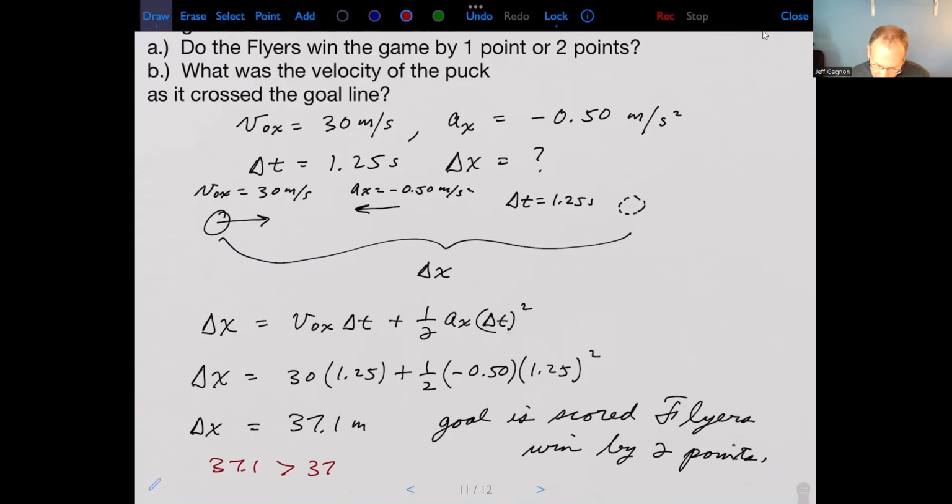Okay, now how do we figure out the velocity of the puck just as it crosses the goal line? Because if it went 37.1 meters, right, it's already into the goal. How do we figure out the velocity right at the goal line? Well, to do that, we need to figure out the time that the puck crossed the goal line, which is probably slightly less than 1.25 seconds, right? Because we know it went 37.1 meters in 1.25 seconds. So it must have went 37 meters in slightly less time.